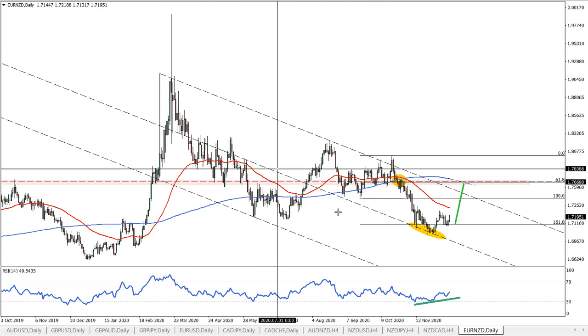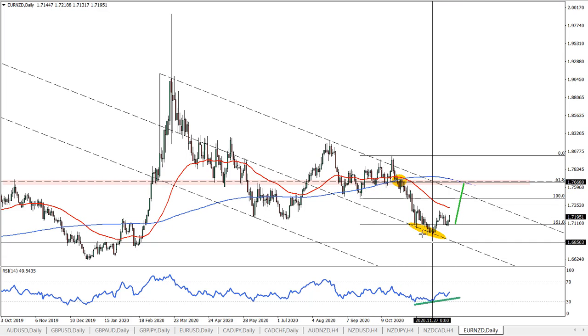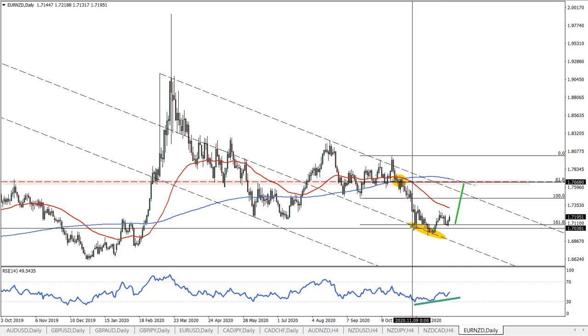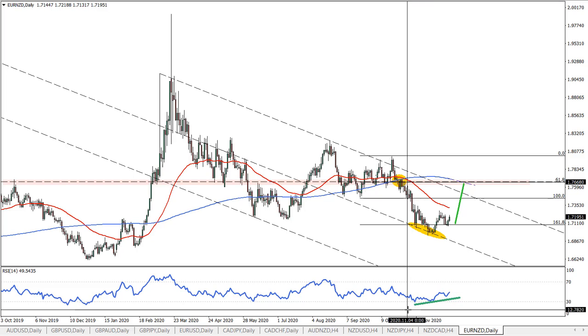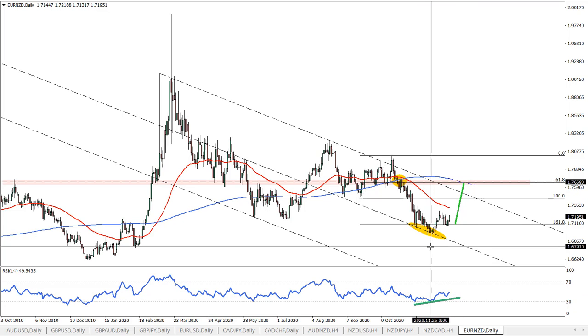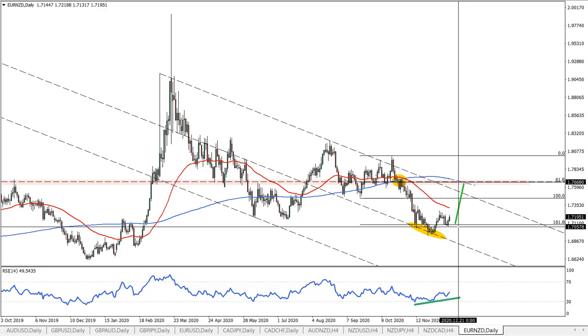What is so interesting about this pair? Well, we have the descending channel and price has been rejecting the middle of the descending channel. So there were two rejections. While it was rejected, RSI has formed a bullish divergence and we can see that we're starting to move up.